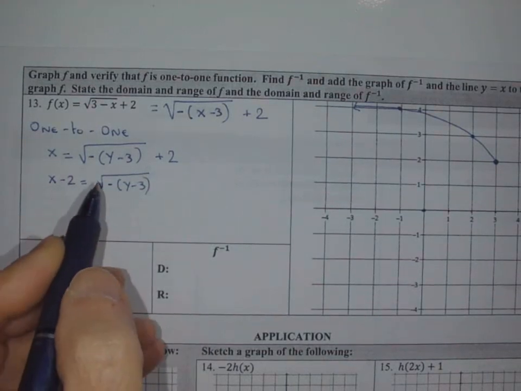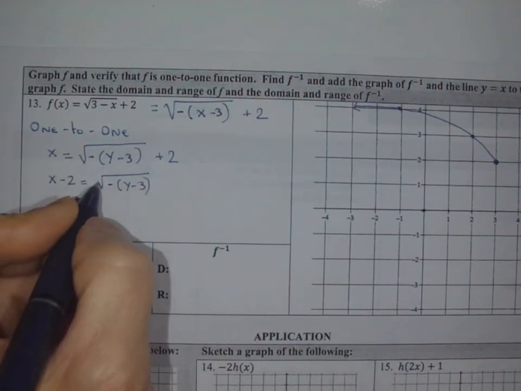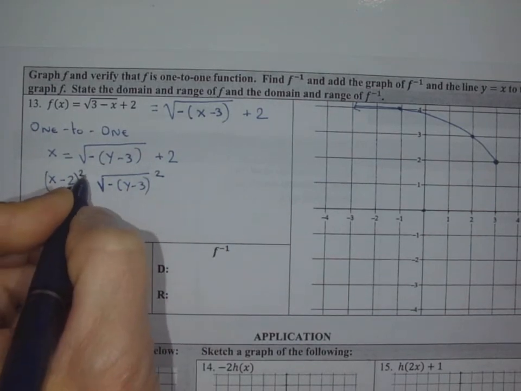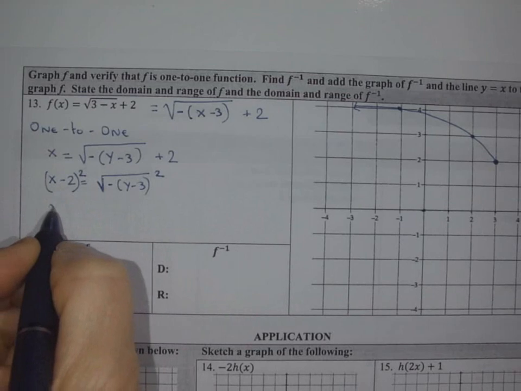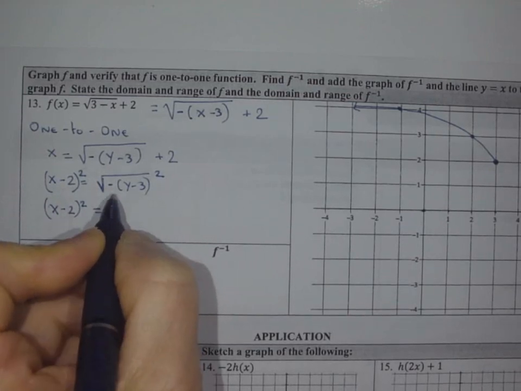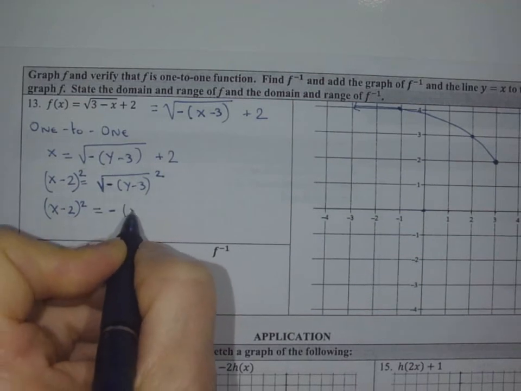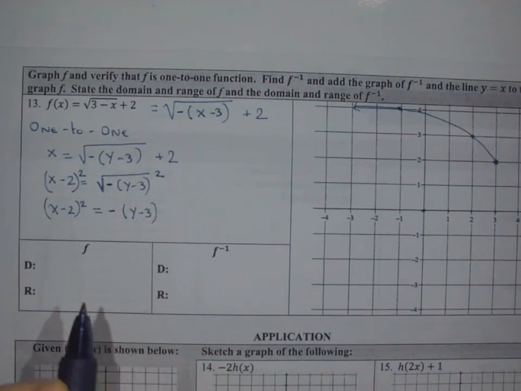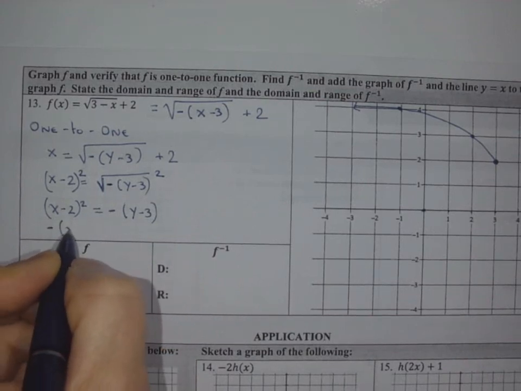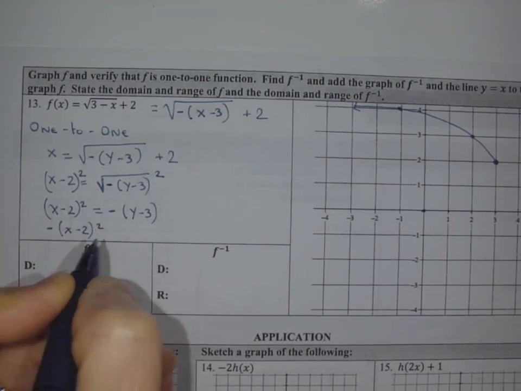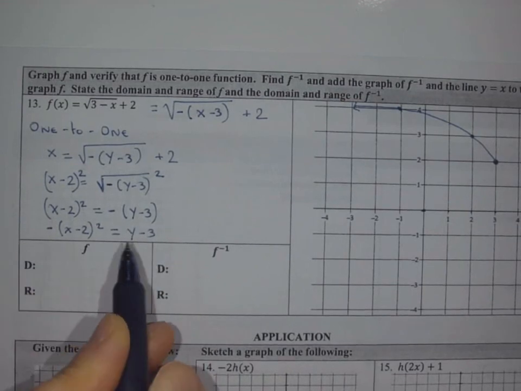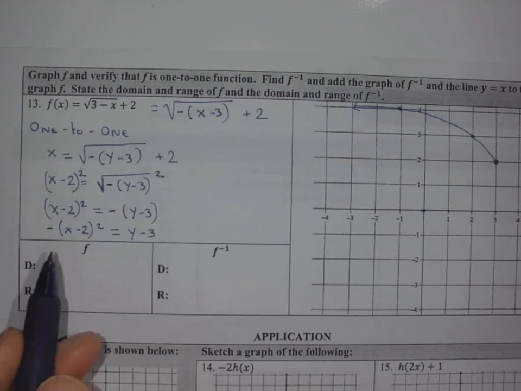And then I need to get rid of that square root, right? And to undo a square root, we're squaring, but what we do on one side of the equal sign, we have to do to the other. And so I'm going to have x minus 2 quantity squared is equal to that negative, don't forget it, and then y minus 3. I need to divide by a negative, so that's going to come across there. So negative x minus 2 quantity squared is equal to y minus 3. And then finally now I can add that 3 to both sides.